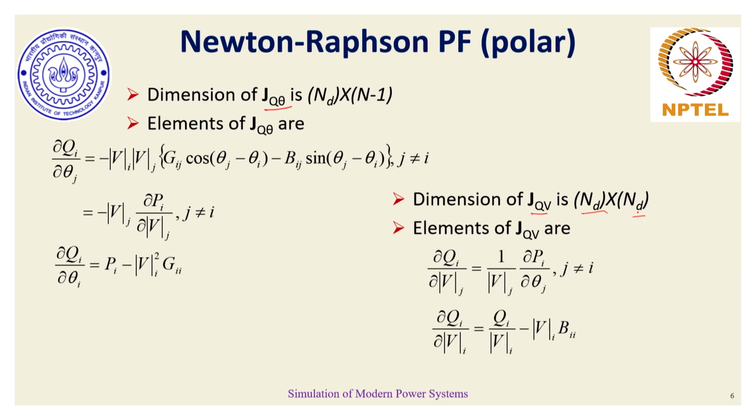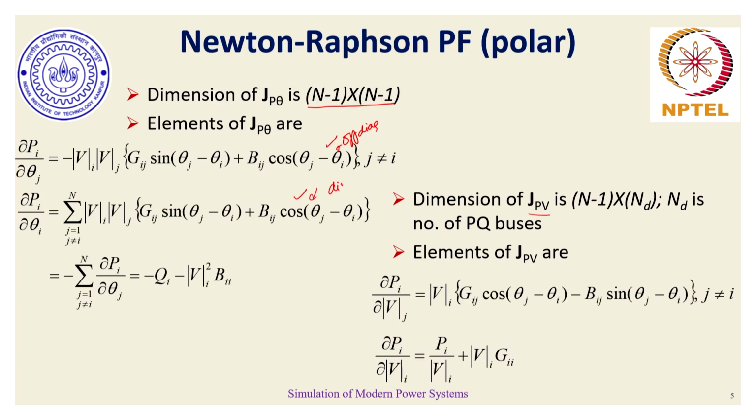Please spend some time understanding how these matrix elements have been obtained. I'm sure you will be able to cross-check and match the expressions that I have shown here with your own calculations based on the expressions of P and Q that you obtain.